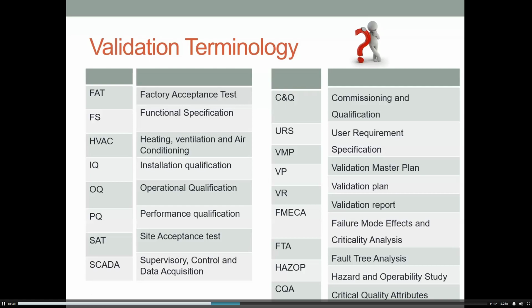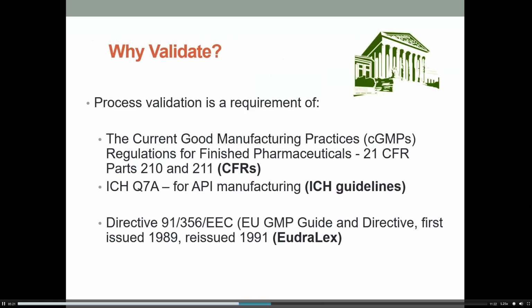The VMP is your validation master plan, the overriding document that covers how validation is conducted on a site and what needs to be done. The VP, sometimes called the validation plan. The VR, sometimes called the validation report. FMECA, the failure mode effects and criticality analysis. We'll be talking about that in a further lesson. The FTA, the fault tree analysis, again coming up in a lesson down the line, and HAZOP, the hazard and operability study. And then CQA, which you will come across shortly. They are the critical quality attributes, and they're really important to understand. We'll be talking about those again.